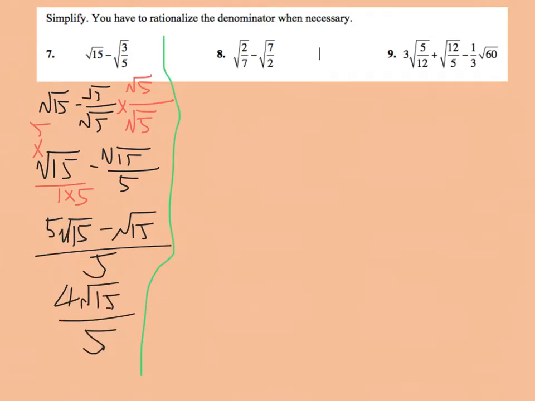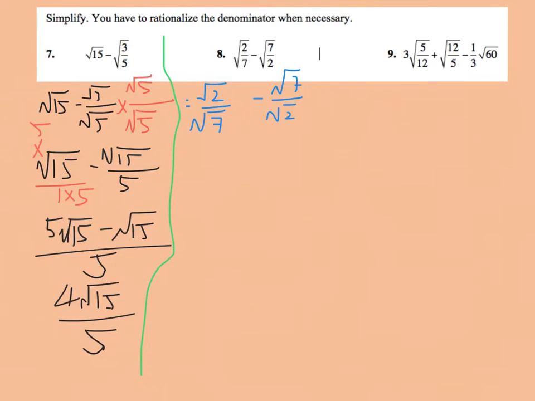In example 8, we are looking at the root of 2 over 7 minus the root of 7 over 2. In this case, we have to apply the quotient property of radicals to help us simplify this expression. Root 2 over 7 can be re-expressed as root 2 over root 7, and root 7 over 2 can be rewritten as root 7 over root 2. And now there are different ways of carrying out the difference between these 2 expressions, but one way that I'm going to show you here is by first rationalizing the denominator.